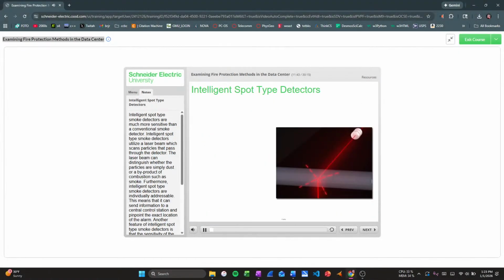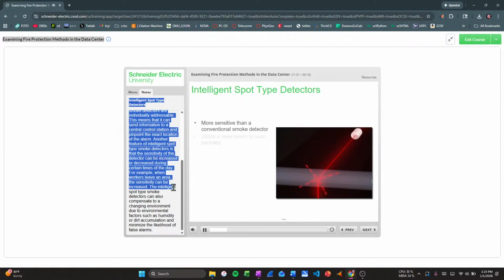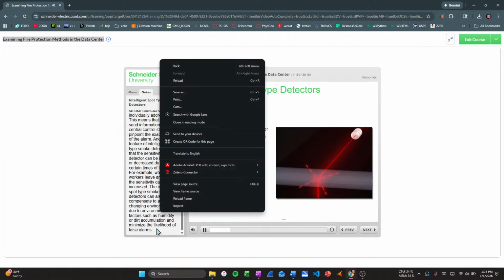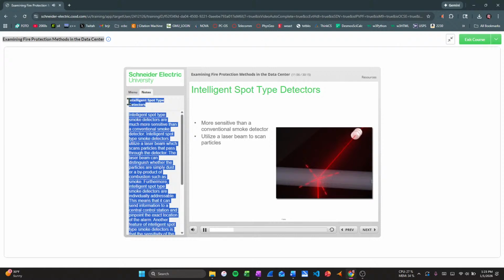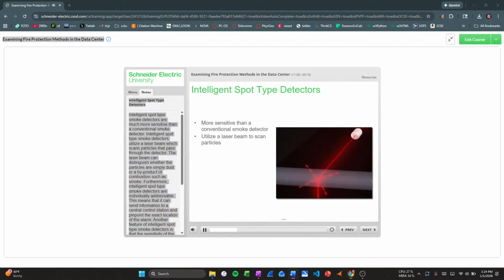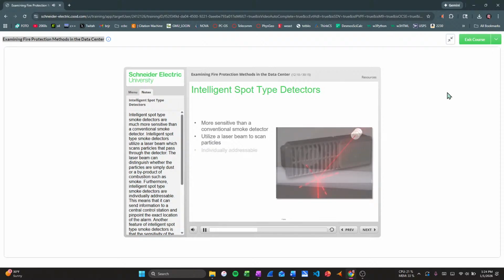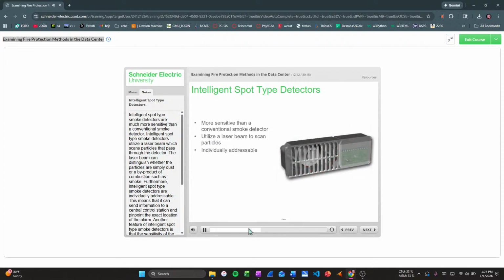Intelligent spot type smoke detectors are much more sensitive than a conventional smoke detector. Intelligent spot type smoke detectors utilize a laser beam, which scans particles that pass through the detector. The laser beam is able to distinguish whether or not the particles are simply dust or actually a byproduct of combustion, like smoke.